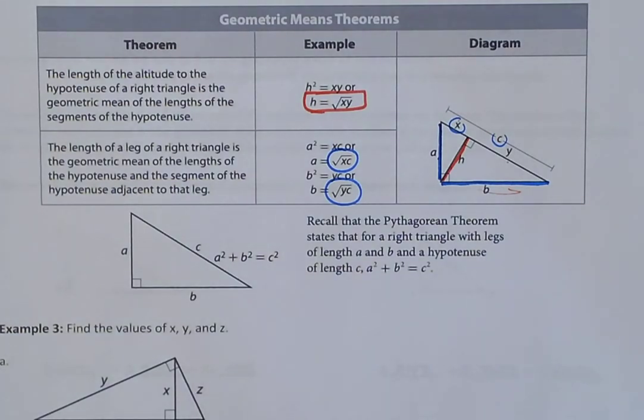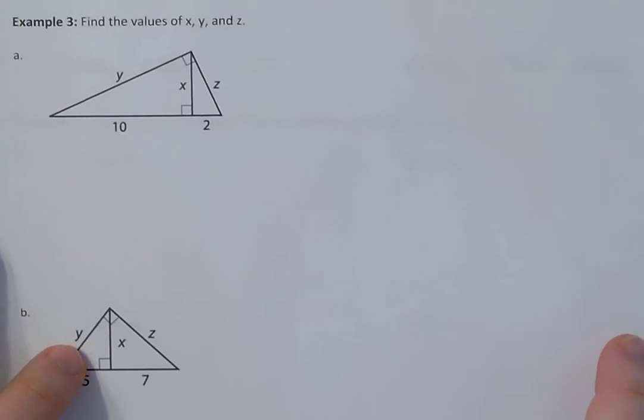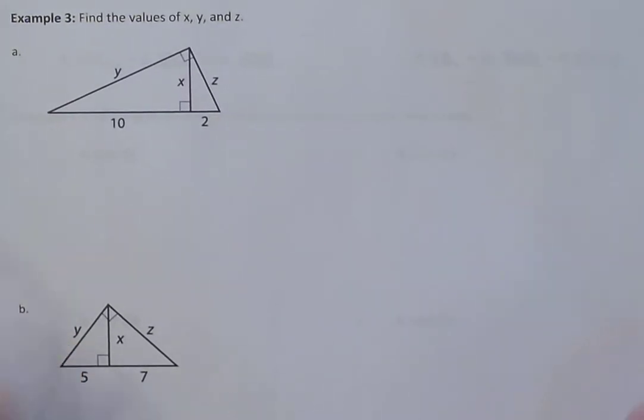So understand, when example 3 asks us to find the values of x, y, and z, we're going to use the geometric mean, which means we're going to multiply two numbers together and take the square root. So what I want to do is go through and practice that, and hopefully you'll have a better understanding of how to do it. For example 3, they want us to find the values of x, y, and z. So we have x, y, and z, and then we have 10 and 2 also in our diagram for A.